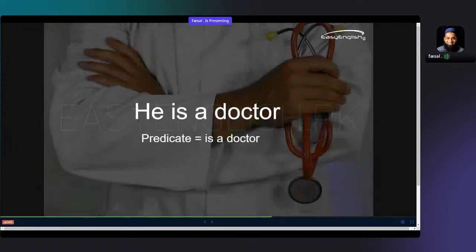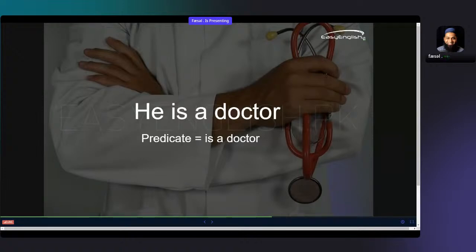He is a doctor. He is the subject, and what is the information I'm providing? What is the information about he? Is a doctor. That is the information. So all of it, not just doctor. Doctor is not the information. All of it, is a doctor, that's your predicate. Is a doctor is your predicate. And the most important part of predicate is the verb.